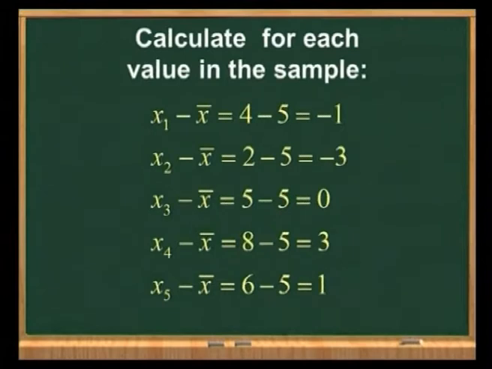Step 2. Calculate x minus x bar for each value in the sample. X1 minus x bar is equal to 4 minus 5, that is equal to minus 1. X2 minus x bar, that is 2 minus 5, is equal to minus 3. X3 minus x bar is equal to 5 minus 5, that is 0. X4 minus x bar, that is 8 minus 5, is equal to 3. X5 minus x bar, that is equal to 6 minus 5, that is equal to 1.